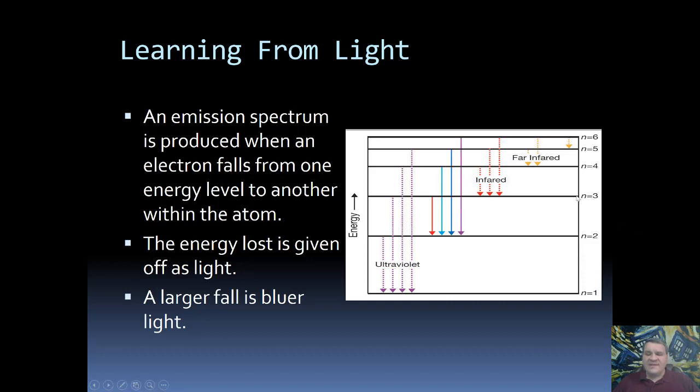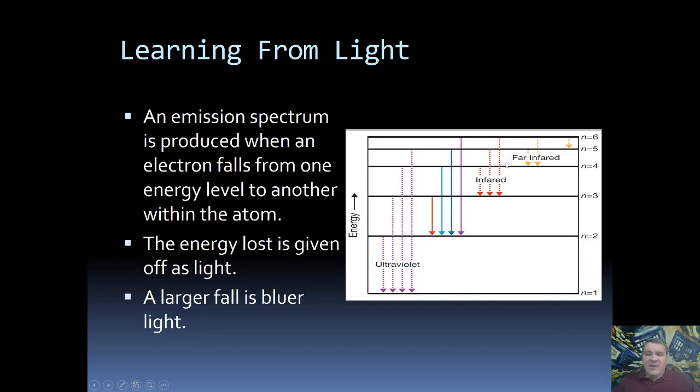So, for example, let's say we have an electron here on energy level 3, and it's going to fall down to energy level 2. For it to be able to do that, it has to give off the exact right amount of energy. Now, this transition is relatively small, and because it's relatively small, the electron doesn't have to give off a lot of energy, and the amount of energy it gives off is going to correspond to red light. So as the electron falls from here down to there, it gives off red light.